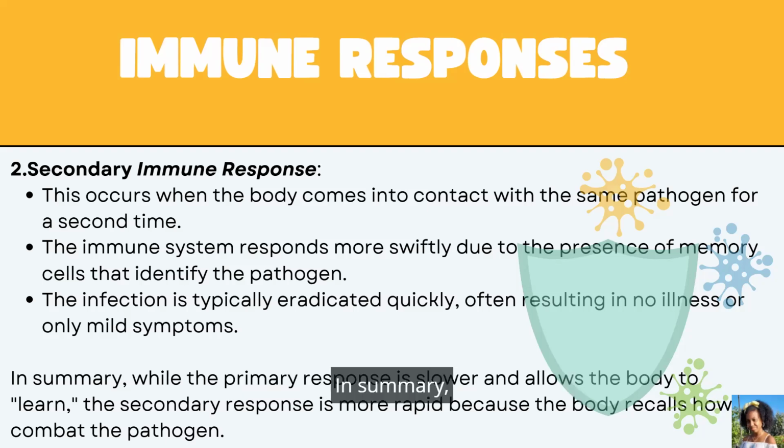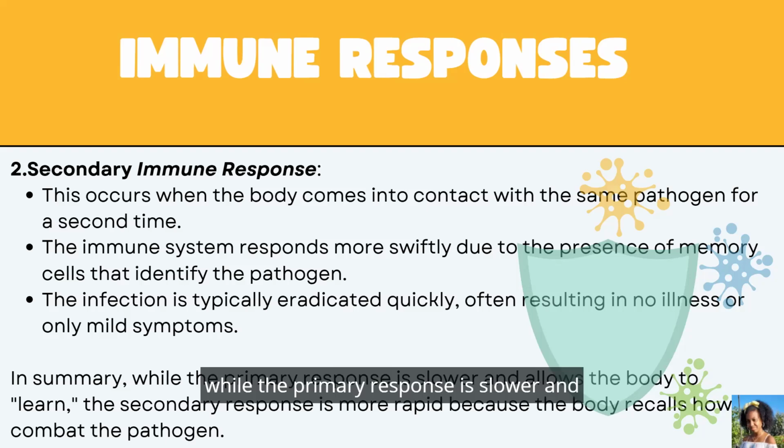In summary, while the primary response is slower and allows the body to learn, the secondary response is more rapid because the body recalls how to combat the pathogen.